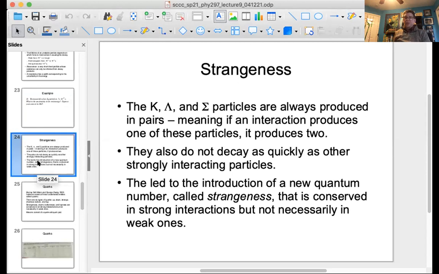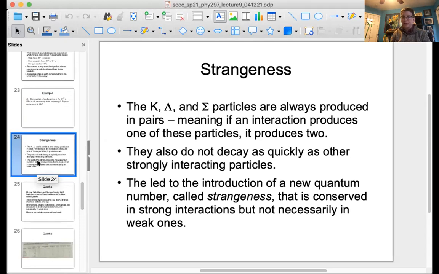So this brings us to a new quantum number called strangeness. We have the kaon, lambda, and sigma particles, and they're always produced in pairs. Meaning if an interaction produces one of these particles, it produces two. So if a reaction or a collision produces one of them, it produces another.